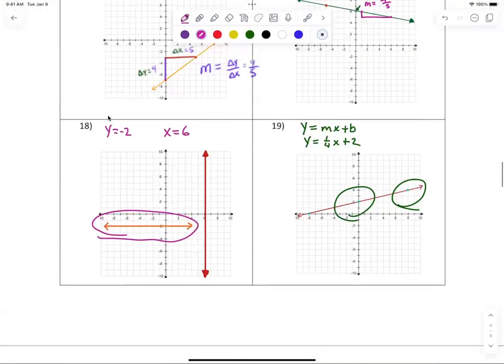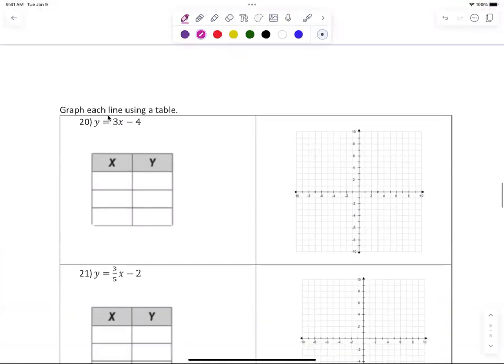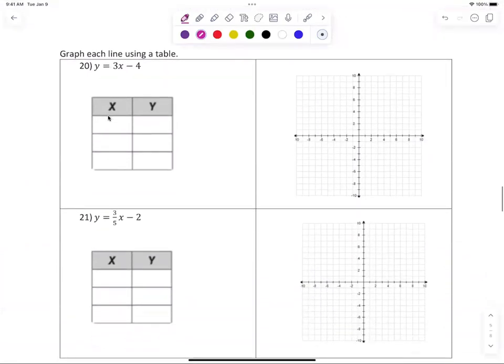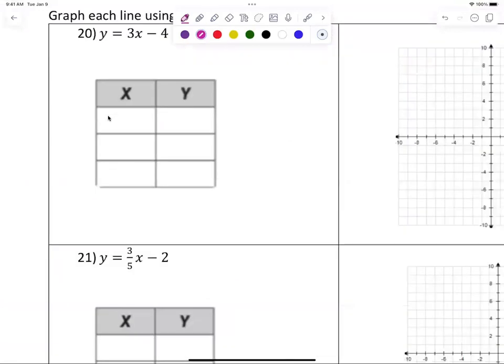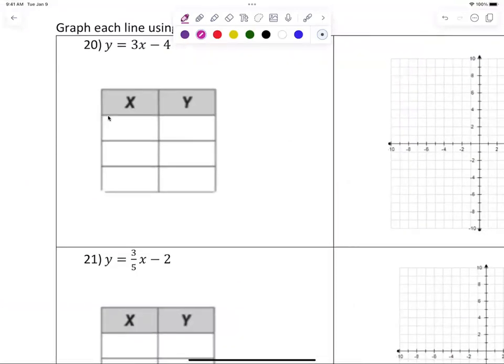Okay, so we're going to graph using a table. We're just going to review this real quick. For the x values, what goes in for the x? Who remembers? -1, 0, 1. Thank you. So this should have been -7, -4, -1. Then you plotted those points and connected the dots.